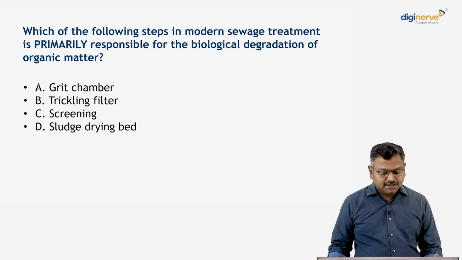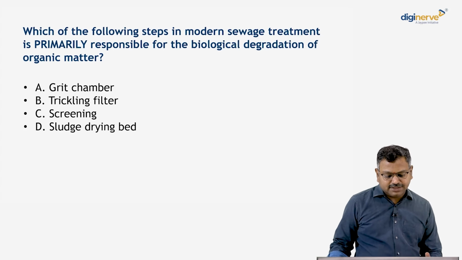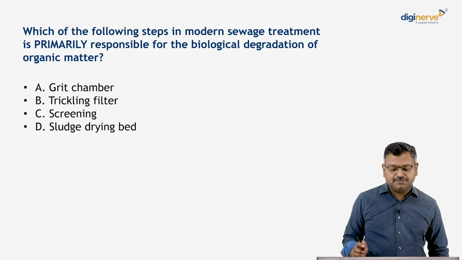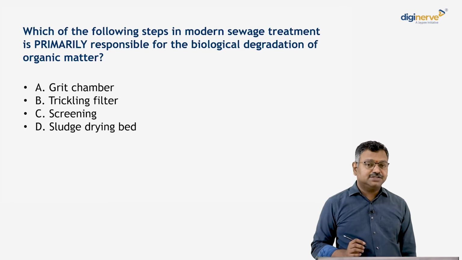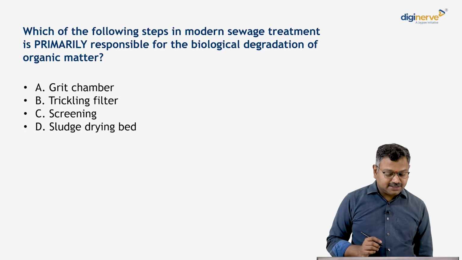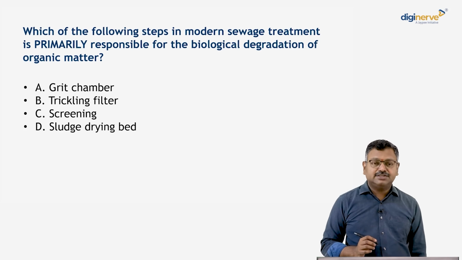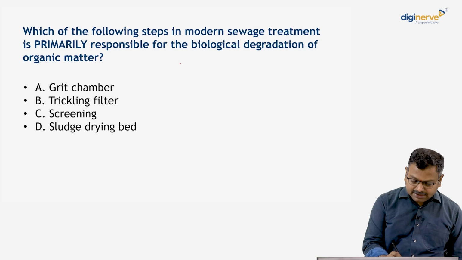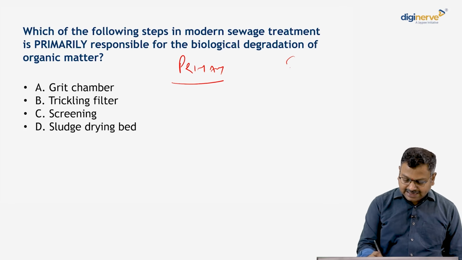So the next MCQ here: which of the following steps in modern sewage treatment is primarily responsible for biological degradation of organic matter? Is it the grit chamber, the trickling filter, screening or sludge drying bed? Now in the process of modern sewage treatment, you have the primary treatment and the secondary treatment.